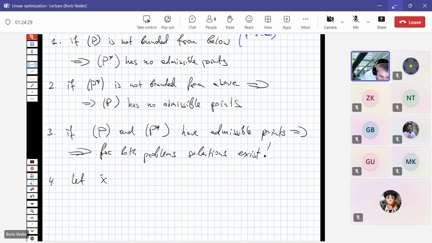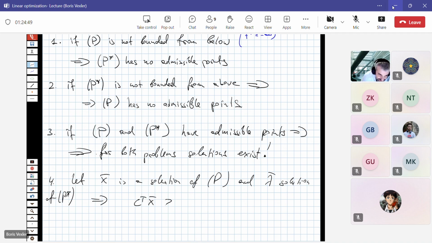Let x bar be a solution of P and lambda bar a solution of P star, then for sure also this inequality holds. This is clear. Okay. Now, these are four direct consequences.